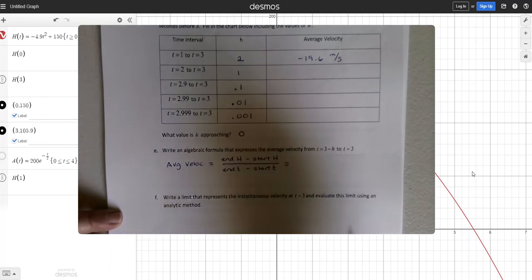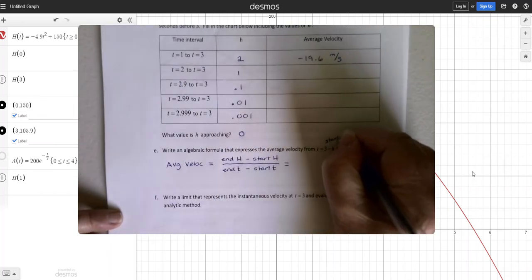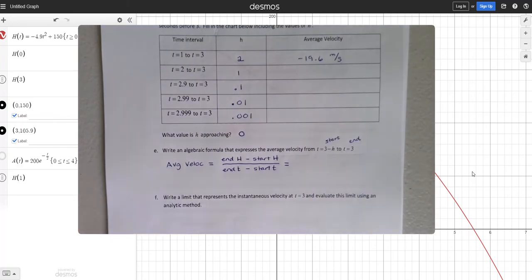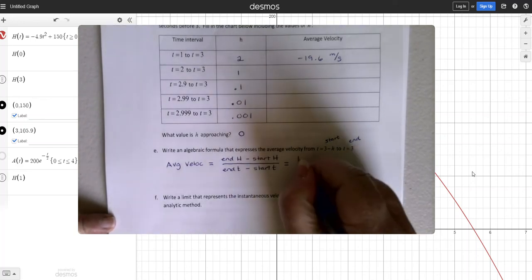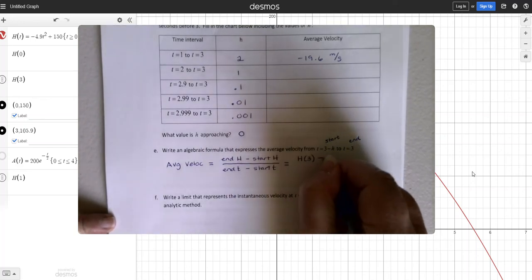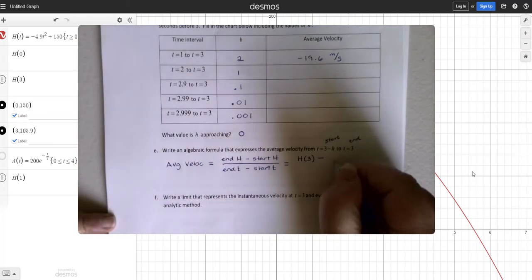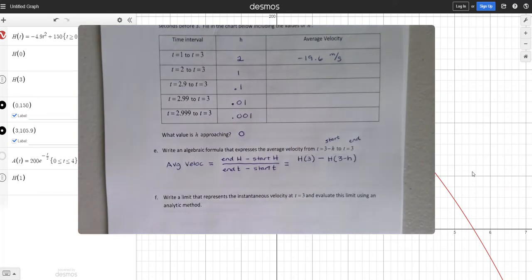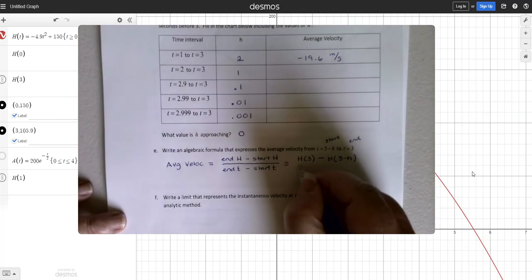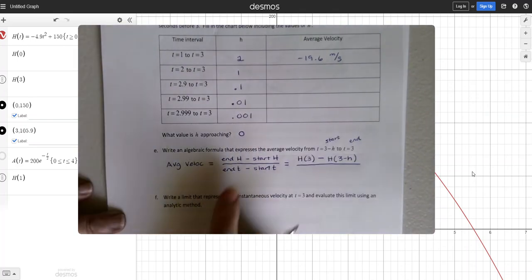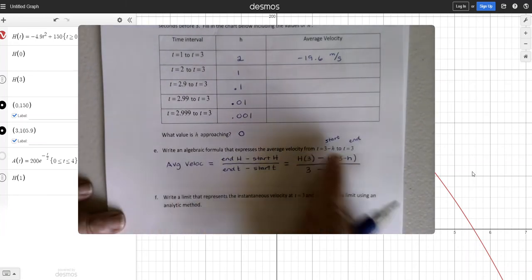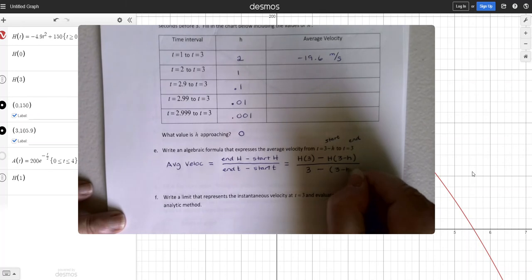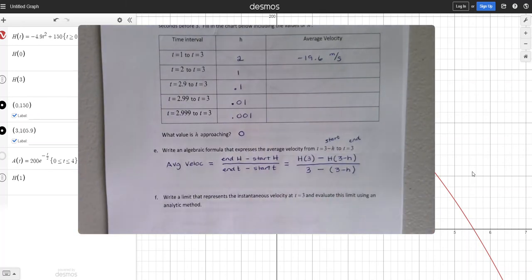Well, let's see. This is my starting time. That's my ending time. So the ending height would be h of 3. Subtract the starting height, which would be h of 3 minus little h, divided by the ending time, which is 3. Subtract the starting time, which is 3 minus h.